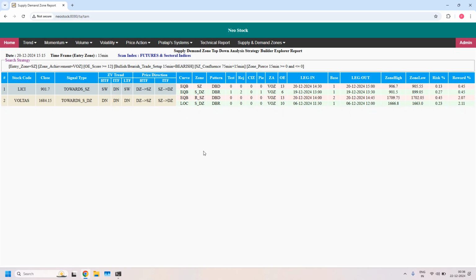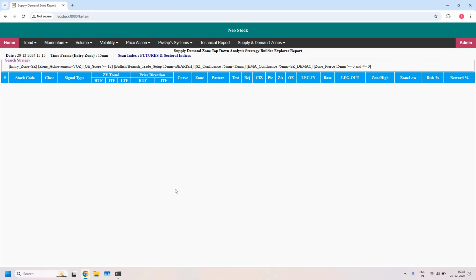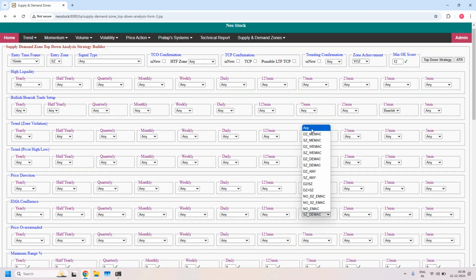If any of these stocks are having 75 minute supply zone with daily EMA, they could be even more high probability trade setup supported stocks. Let's verify. In the EMA confluence at 75 minutes time frame, 75 minute supply zone with daily EMA confluence filter. With this filter, we did not get any stocks. Okay, fine. Removing this EMA filter.